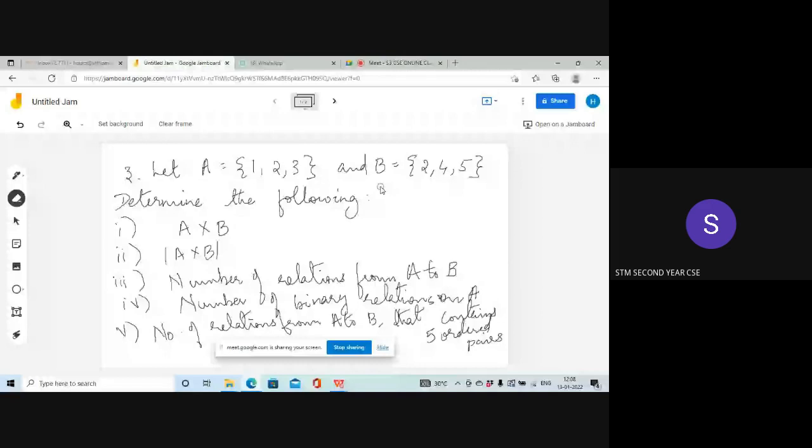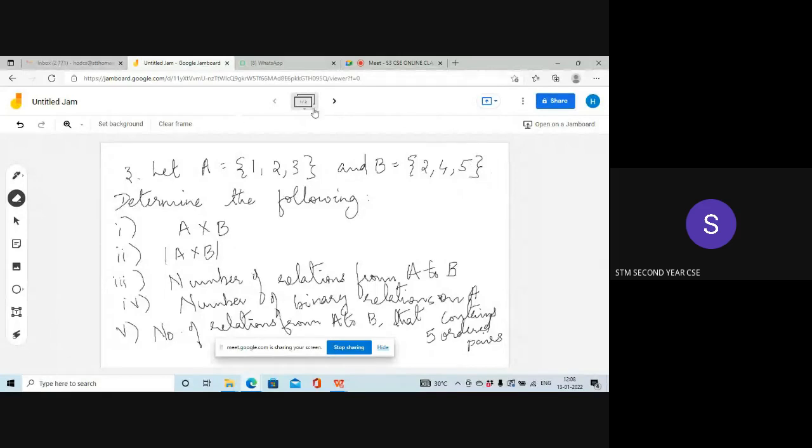You can form any number of subsets. If there are 3 elements in A and 3 elements in B, there will be 3 into 3 elements in A cross B, and 2 raised to 3 into 3 is the total number of relation subsets for A cross B. From that you have to find those relations that have only 5 ordered pairs. Okay.